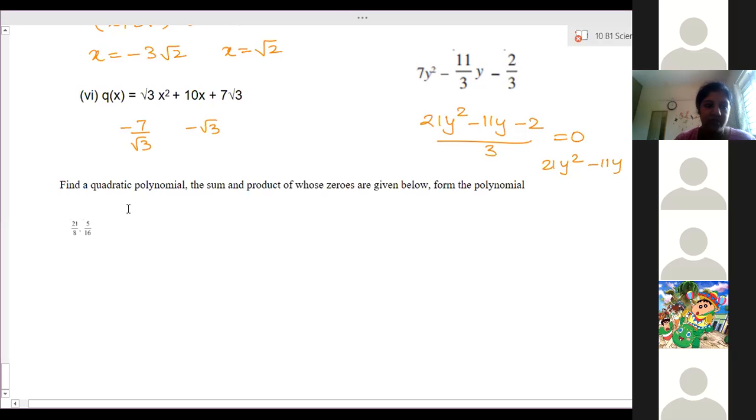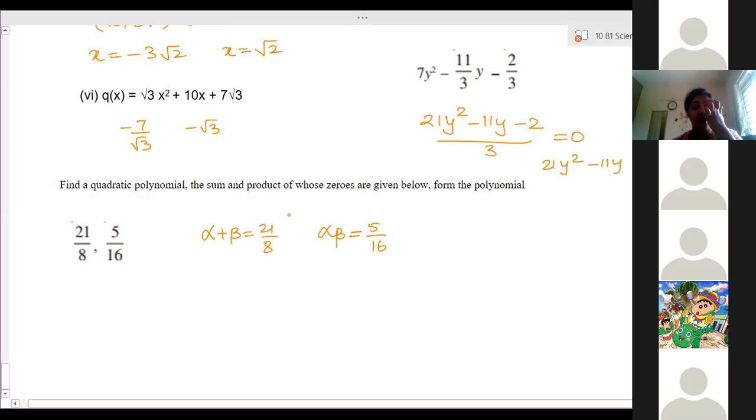Now here, this is a new, next type of question. So type 2. You have to form the polynomial, the sum and the product of whose zeros are given. So 21 by 8 is the sum of the zeros, and the product of zeros is 5 by 16. Ma'am, so alpha plus beta is 21 by 8 and alpha beta is 5 by 16.